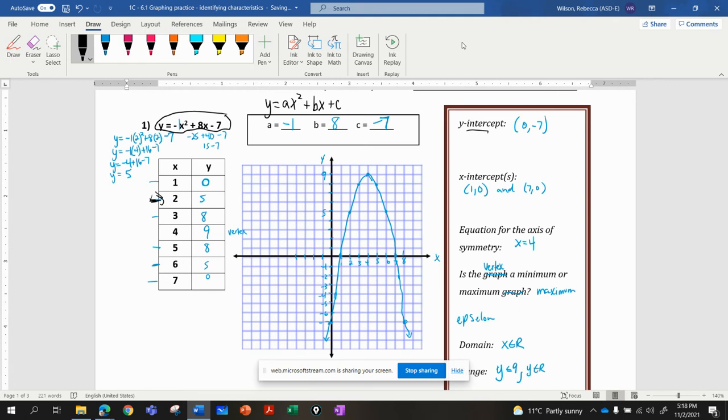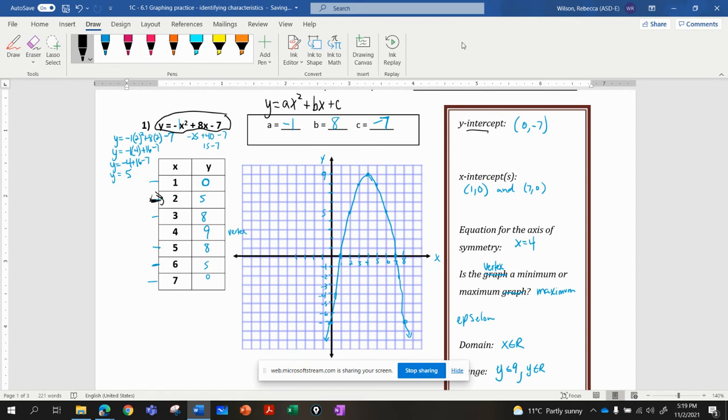The x-intercepts are just where it crosses the x-axis and also when y is 0. So it crosses the x-axis at 1 comma 0 and 7 comma 0 here. The equation of the axis of symmetry is the vertical line I could draw. Because it's a vertical line, it's always x equals. And then if I drew it right now, it would cross through at 4, right? So it's x equals 4.